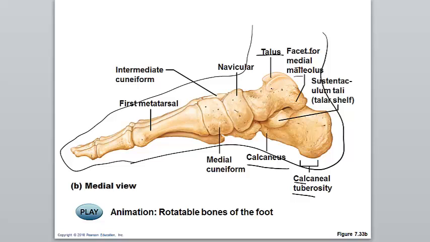You can see over here. So the medial malleolus of your tibia is going to sit over here. That's the medial bump that you're going to see in your ankle. Okay, now the calcaneal tuberosity forms the heel.